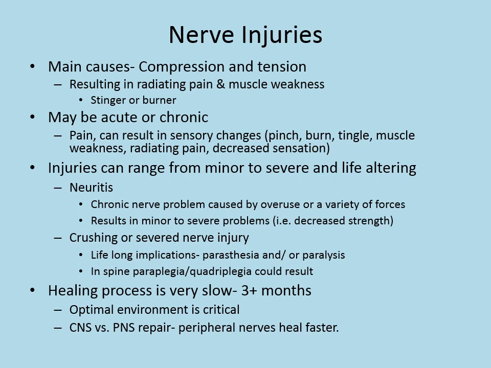As far as central nervous system, or CNS, versus peripheral nervous system, or PNS, the central nervous system takes longer to heal than peripheral nerves. So peripheral nerves would be nerves in the arms or legs. Those nerves will heal faster than the spinal cord would heal.